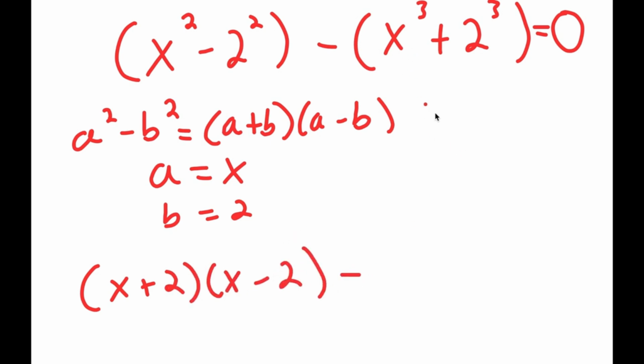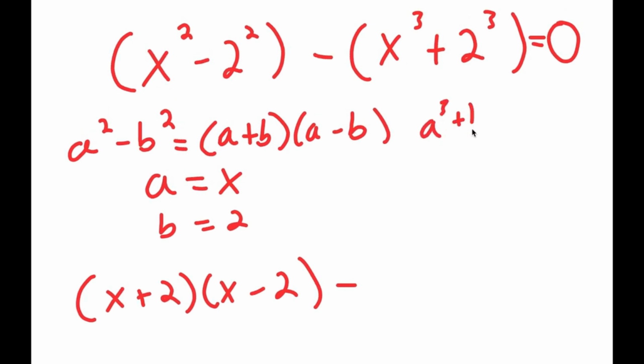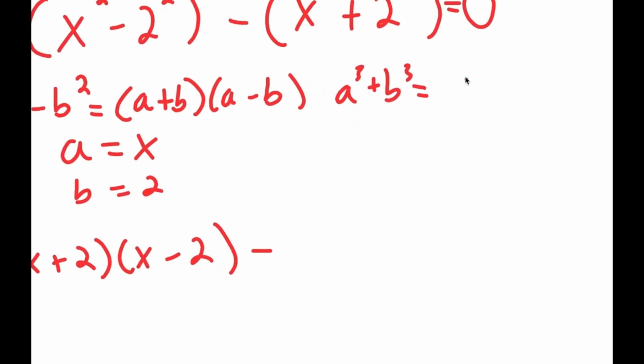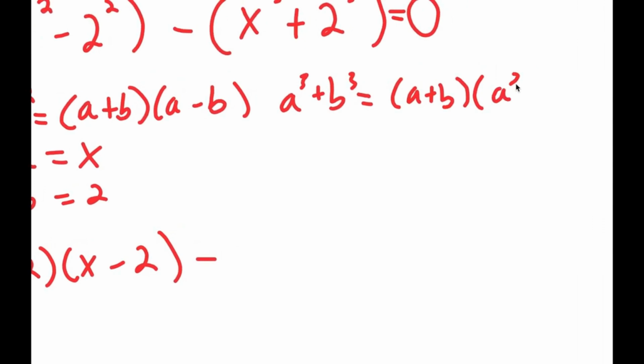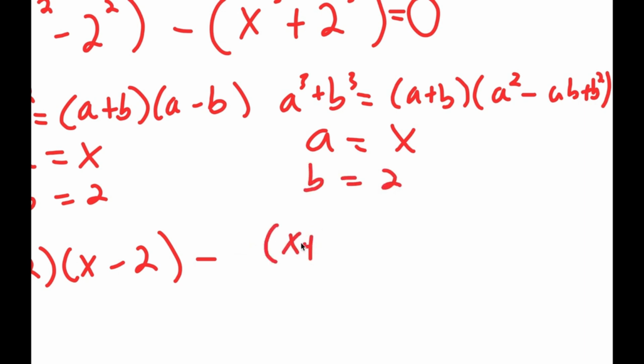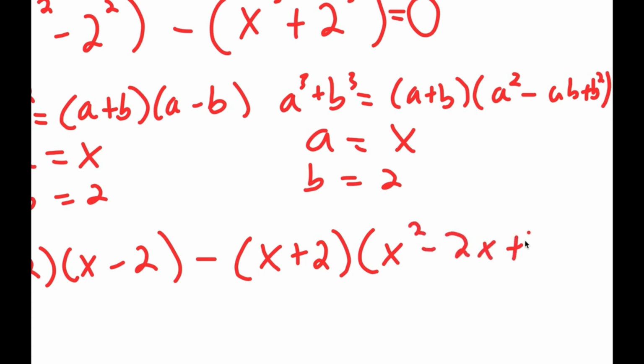Now I have this minus, well, if I have something in the form a to the power of 3 plus b to the power of 3, this is equal to a plus b times a squared minus ab plus b squared. So in this case, a is equal to x and b is equal to 2, so I get x plus 2 times x squared minus 2x plus 4. And this is equal to 0.